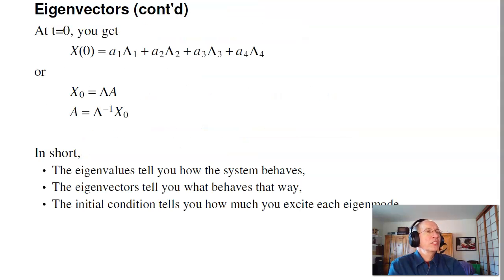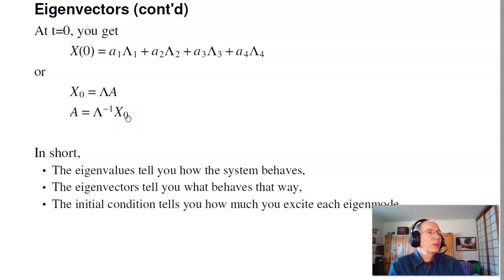At t equals 0, e to the 0 is 1. So at t equals 0, I just get x0 is something times eigenvector 1, something times eigenvector 2. All the eigenvectors added together give you the initial condition. Or in matrix form, the initial condition is your eigenvector matrix times your constants, and this is just your A1, A2, A3, A4. Or the constants are just the inverse of the eigenvector matrix times your initial condition.